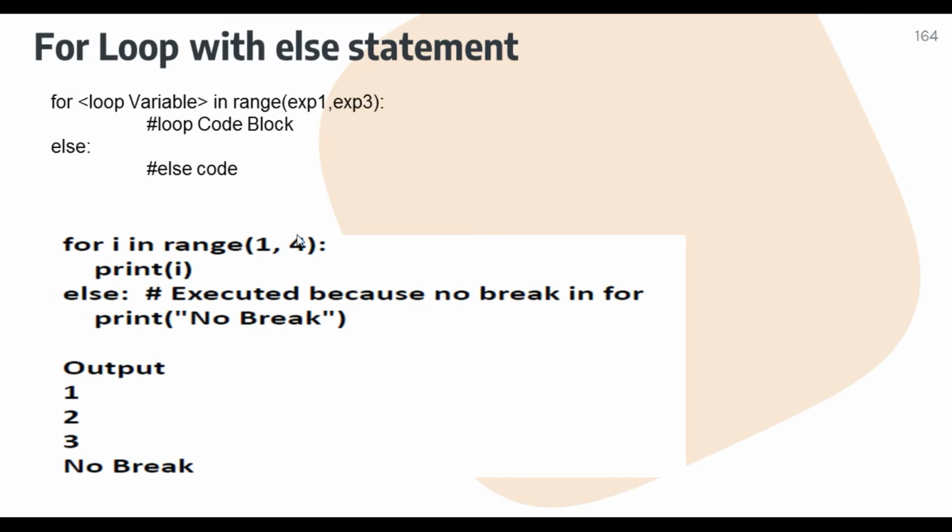Suppose for i in range 1 to 4, the condition will be true because 1 is lesser than 4. So in this condition, print will perform the printing until 3 is printed. You can see here 1 2 3, and when 4 is not lesser than 4, the loop will terminate, and control will pass to the else part. This executes because there is no break in the for loop. Then you can see that no break will be printed, whatever is under the else indentation.